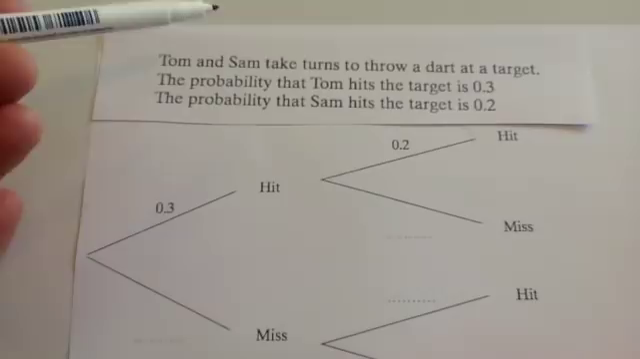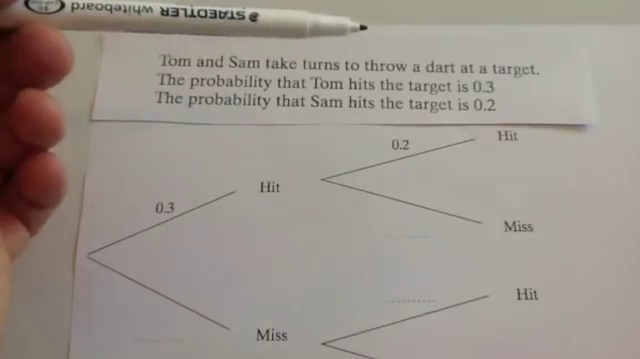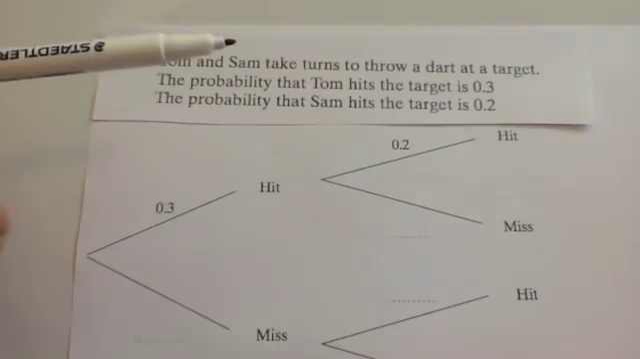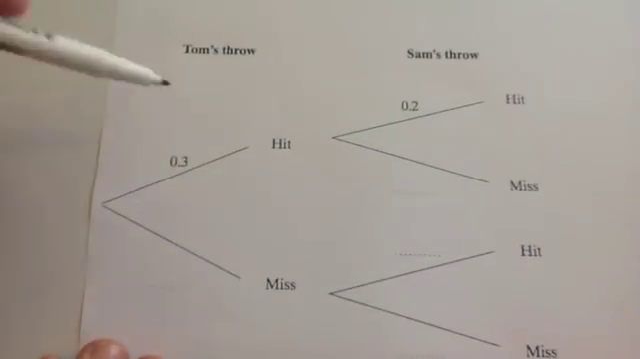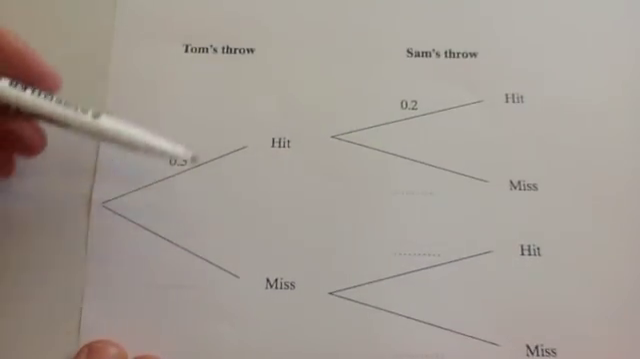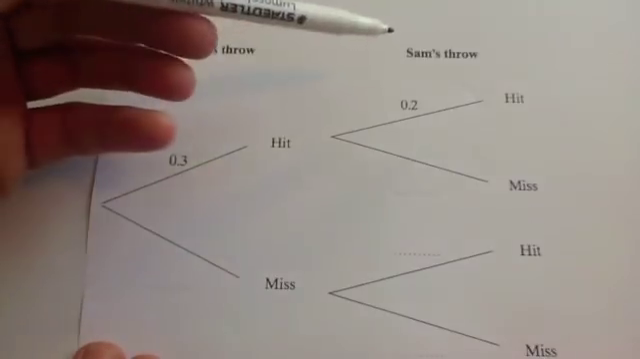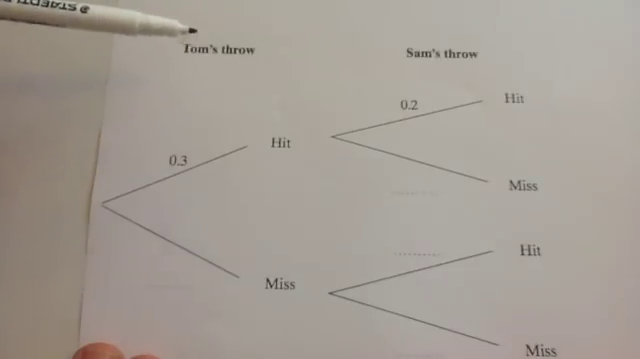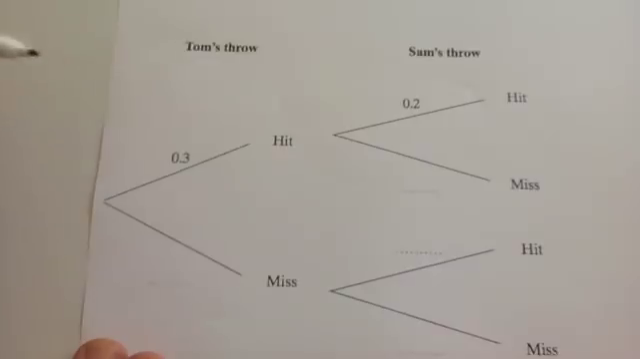So Tom and Sam take turns throwing a dart at a target. The probability Tom hits the target is 0.3, the probability that Sam hits the target is 0.2. So what we're going to do is represent this on a tree diagram. As you notice, we've got a pair of branches here for Tom. This is Tom's throw, and this would be Sam's throw. So you've got your two events, the first event and the second event. Okay, so let's then fill in the probabilities.